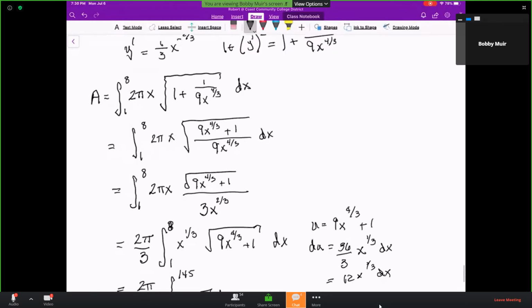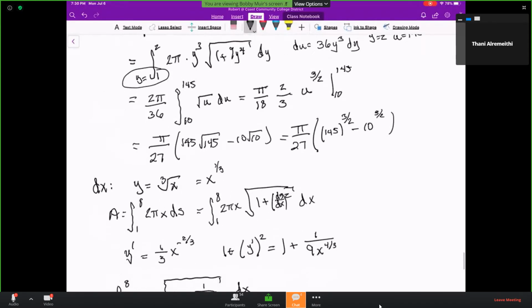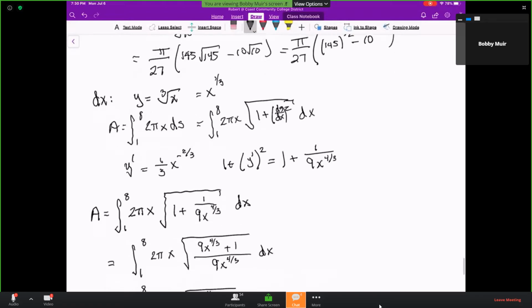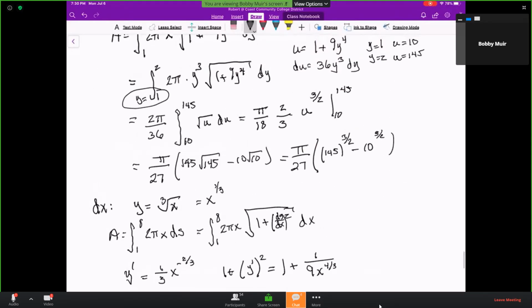And if you notice back in the other problem, we ended up with pi over 27. And where the hell did I get 27? This is supposed to be 18.